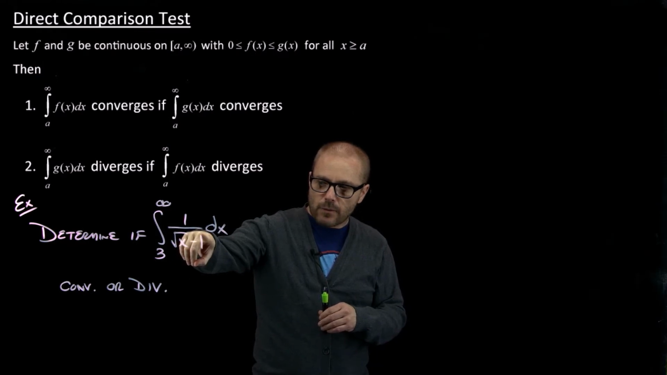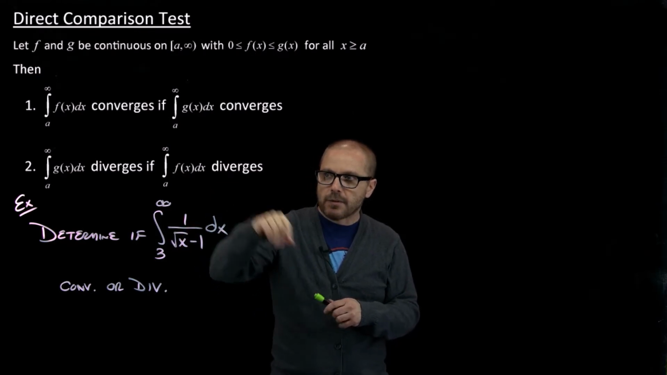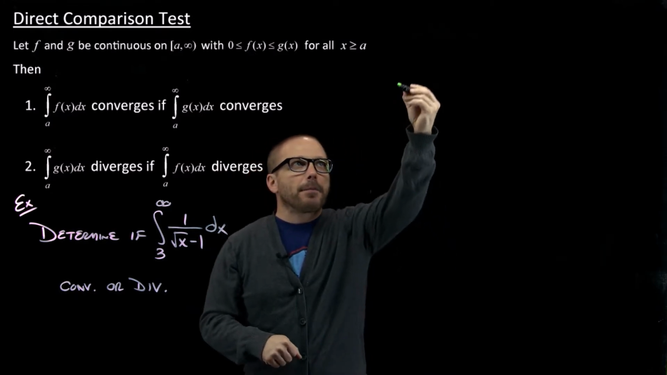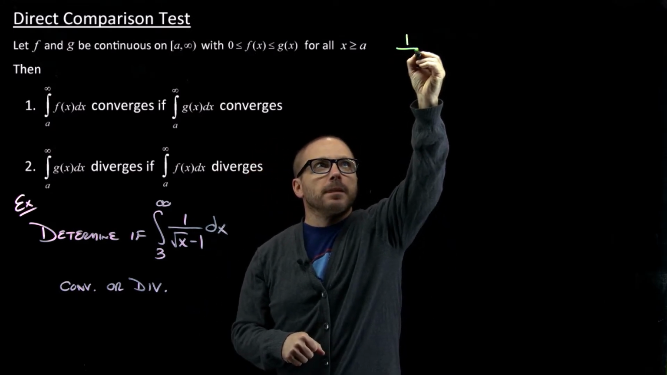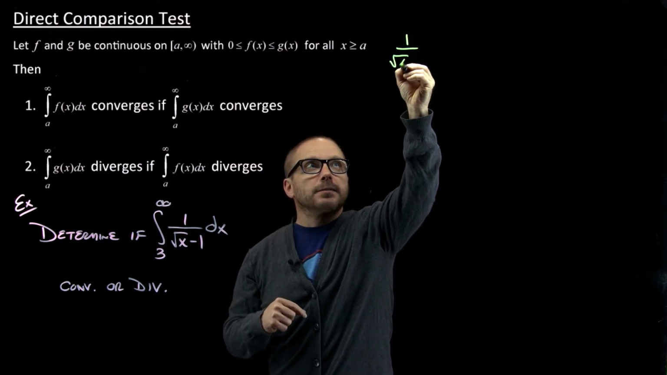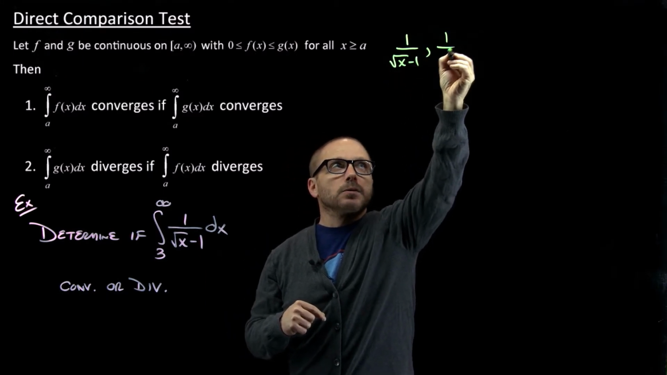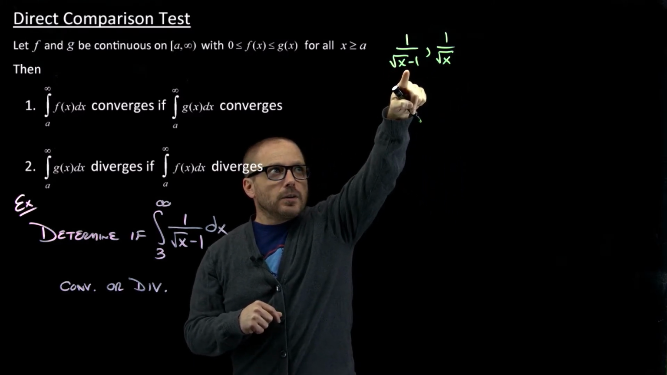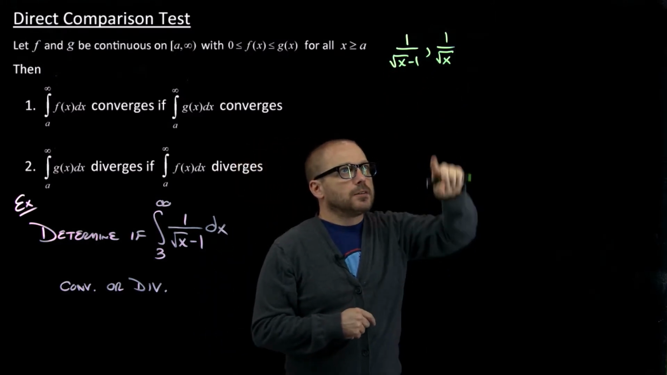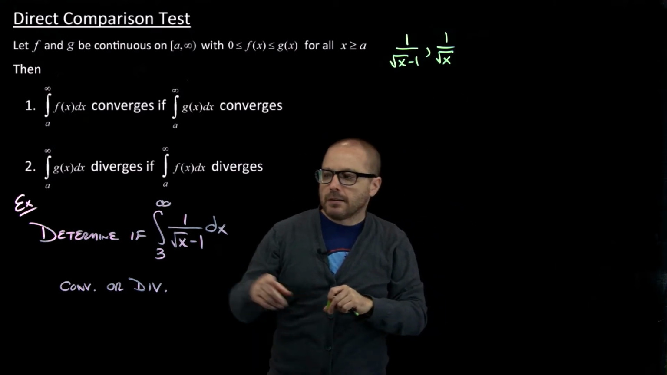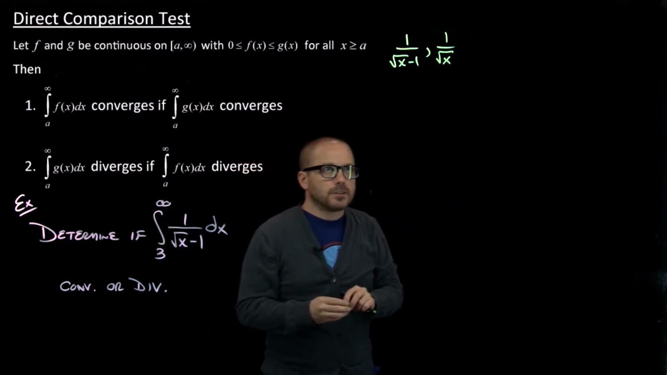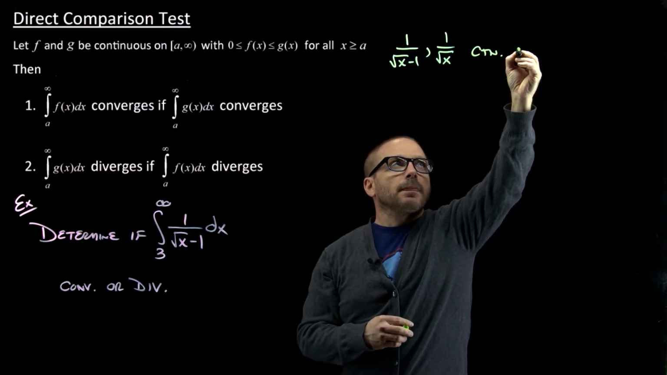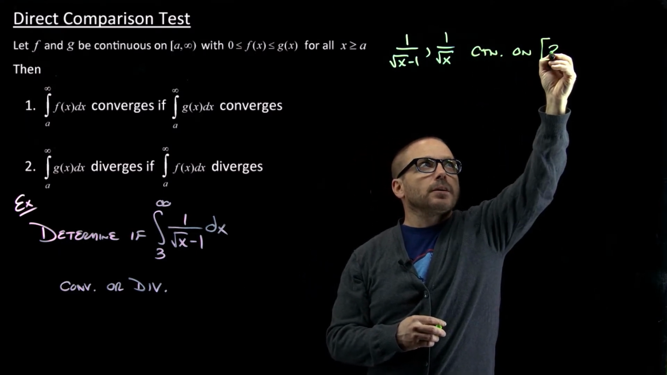Now, we have to think about a couple of things. Remember, the functions need to be continuous. So let's think about these two, 1 over square root of x minus 1 and 1 over square root of x. This guy would divide by 0 when x is 1, and this one when x is 0. But we're starting at x equal 3 and going to infinity, so no problem there. So those are both continuous on our interval.